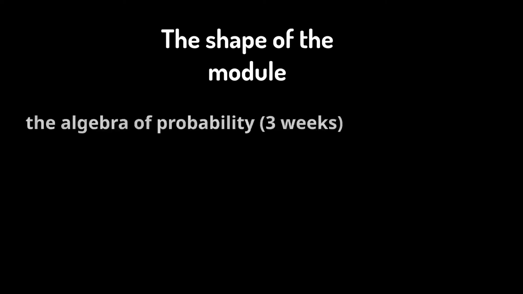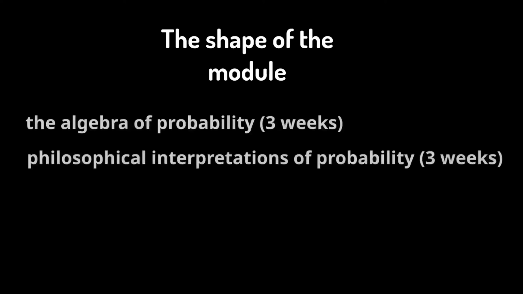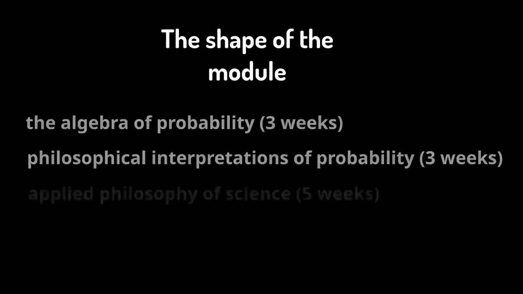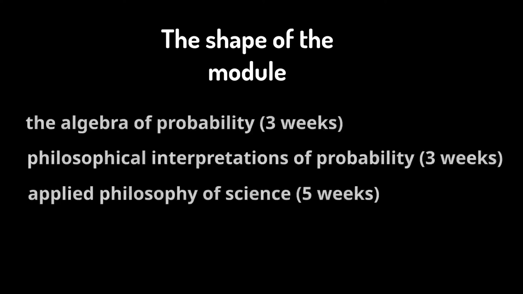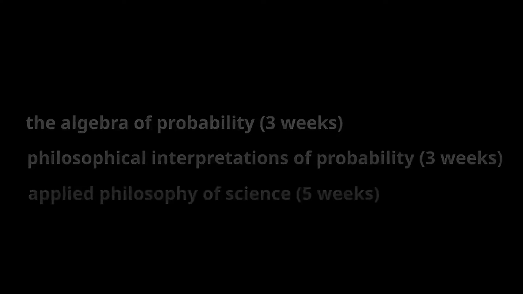So, the module is split in 3 parts. 3 weeks will go into the algebra of probability, 3 weeks into philosophical interpretations of probability, and 5 weeks of exciting applied philosophy of science, where we will see how we can use the foundational knowledge gathered in the first 2 parts of the module.